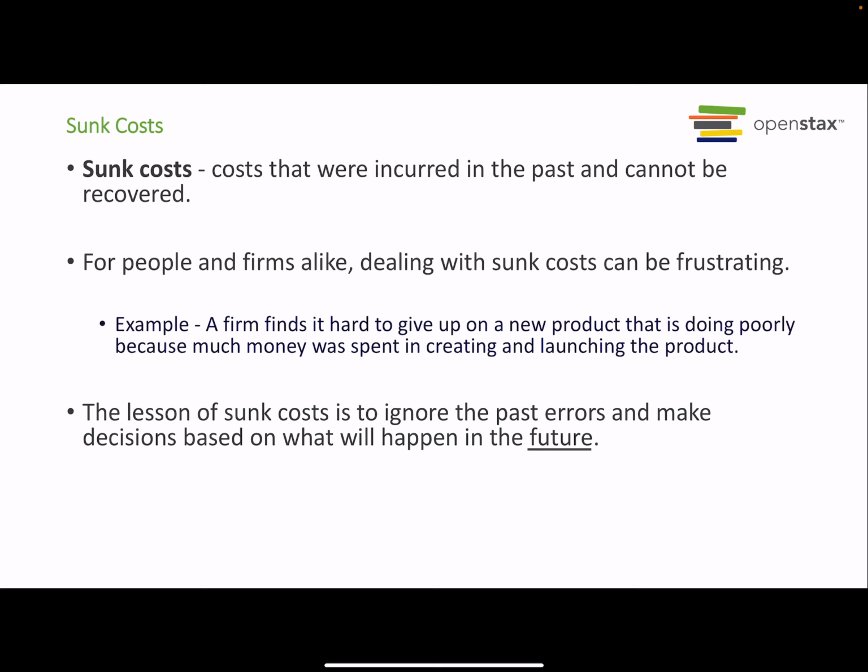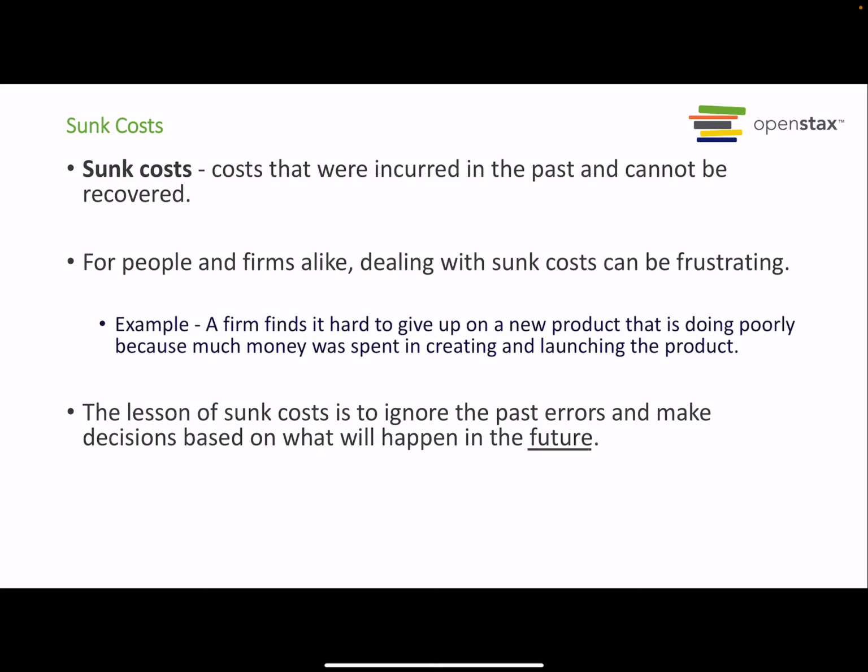All right. So sunk costs can kind of be frustrating because people want to use them in making new decisions. So think about it. Here's an example. Our firm has done all this research and development. We've produced a new product, and it's just not doing as well as we hoped it would do. It's not selling. There's not enough demand for this product. But we want to stick with it, right? We want to keep producing it. We want to keep trying because we spent so much time and money in the creation and the launching of this new product.